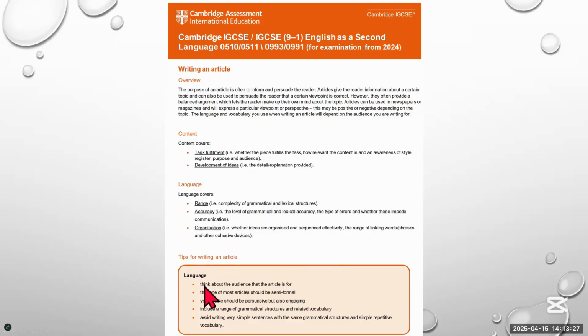So tips for writing an article: think about the audience that the article is for. The tone of most articles should be semi-formal. That's what we will be aiming for. Your article should be persuasive, but also engaging. That means interesting. Include a range of grammatical structures and related vocabulary. So you should have some less common vocabulary. Avoid writing very simple sentences with the same grammatical structures and simple repetitive vocabulary. So vary your structures and your vocabulary.